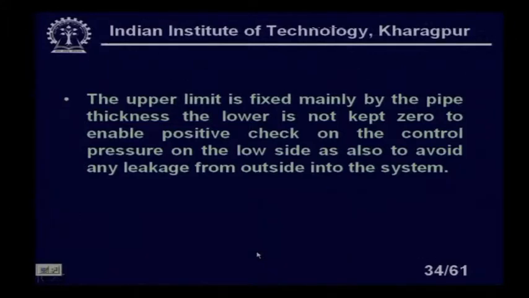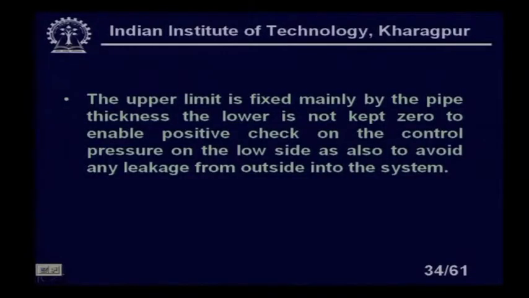The upper limit is fixed mainly by the pipe thickness, the lower is not kept 0 to enable positive check on the control pressure on the low side, as well as to avoid any leakage from outside into the system. There should always be some bleeding. So, that is the reason why we are saying there. If there is no bleeding, there is a chance atmospheric air will come inside the system. So, that we do not allow. That is the reason we always have leakage. Okay. There will always be some bleeding of the air from the nozzle to the atmosphere.